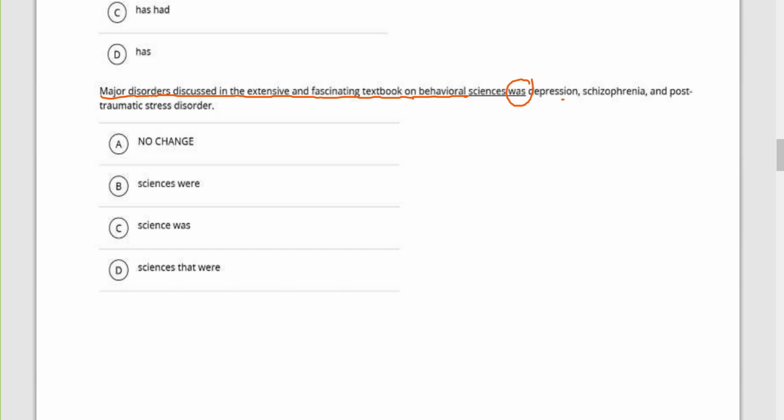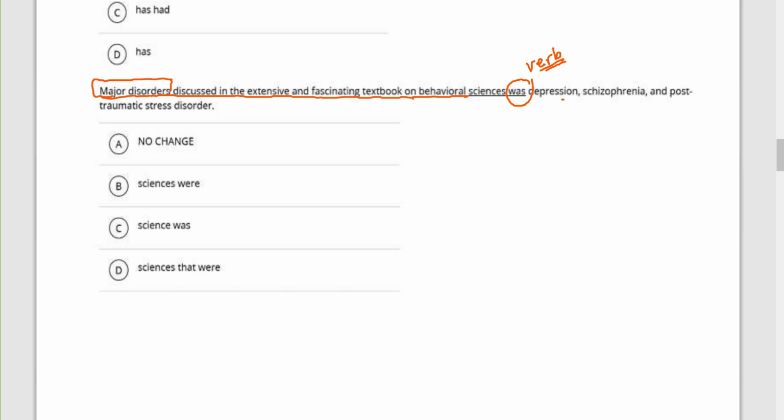Number 3. Major disorders discussed in the extensive and fascinating textbook on behavioral science was depression. Here was, that's the verb, right? Where is the subject? Waiting for your answers. A. Do you agree with A? B.